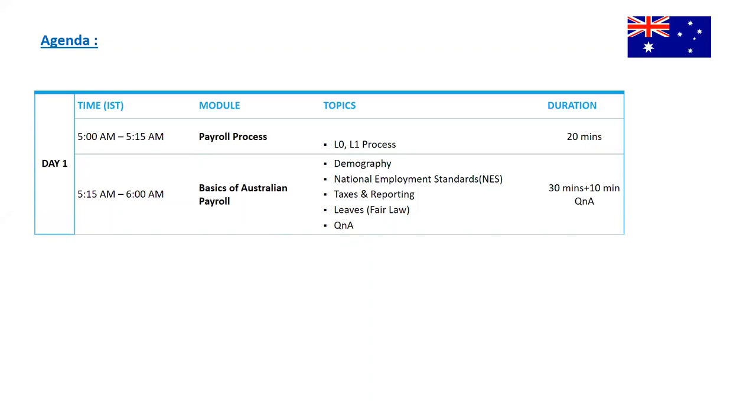In Australian payroll today I'll be discussing four things. First demography, which is the basic one. Then the National Employment Standards, which we call NES. It is not like employee onboarding; it's the national employment standard specific to Australian payroll. Then tax and reporting, which you already know the basics of, but I'll still focus on part of the taxes and reporting in general, and I've updated the latest changes also.